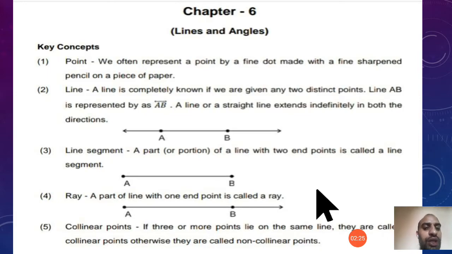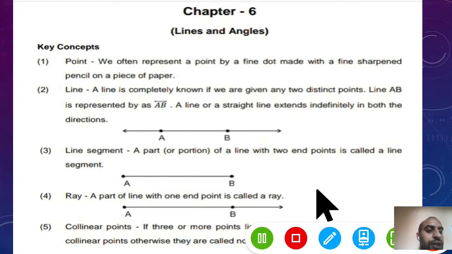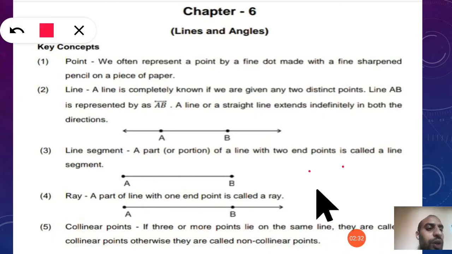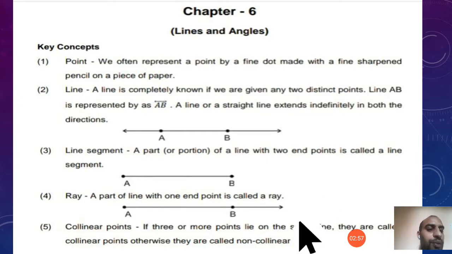Next is collinear points. So collinear and non-collinear points you have studied even in class 8. Collinear means all those points which can come on the same line. If any points are not on the same line, like these points, if I am drawing lines, they are not in a single line. If all the points are on the same line, they are collinear. And in the second case, if the points are zigzag and we are not able to draw them in a single line, that is non-collinear. So I hope it is clear to you.